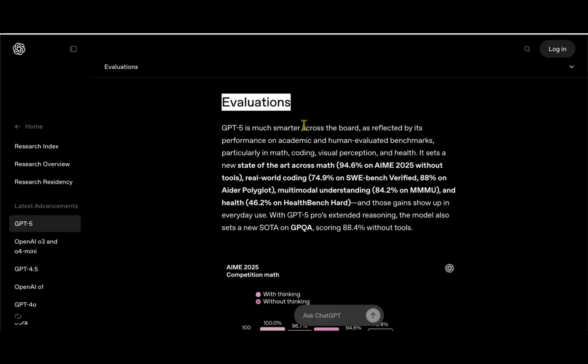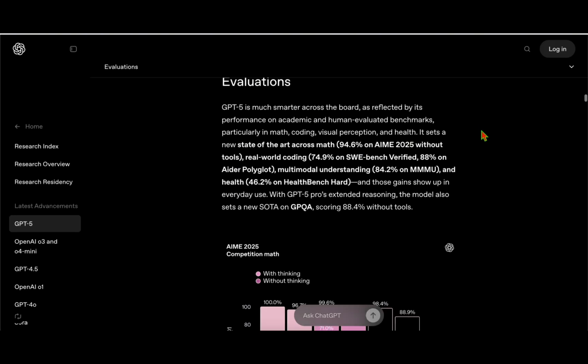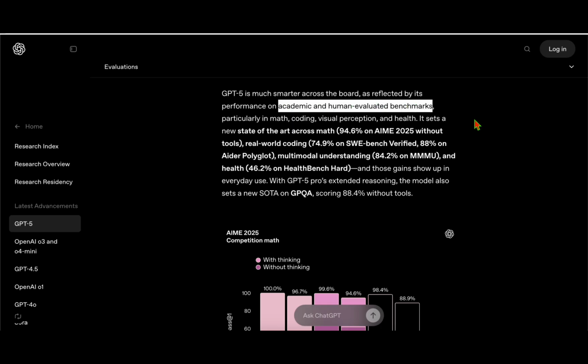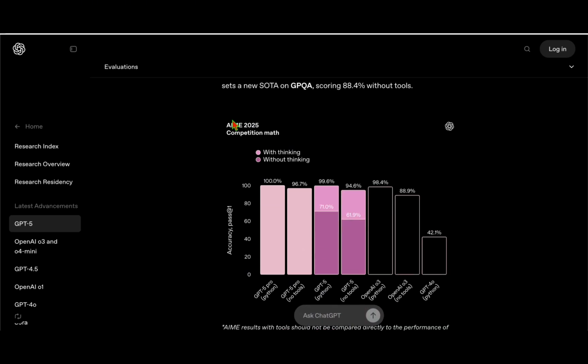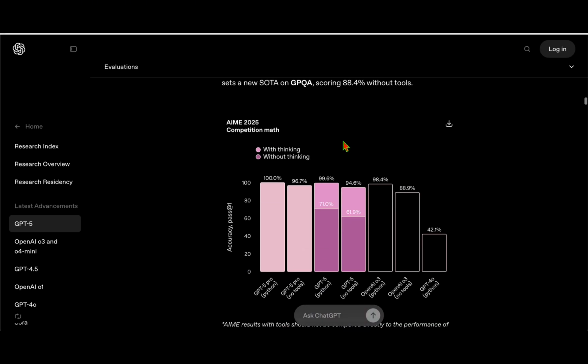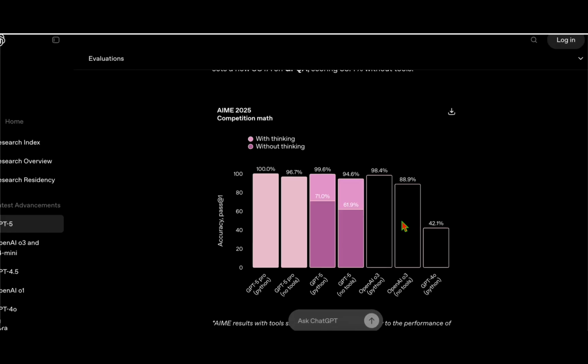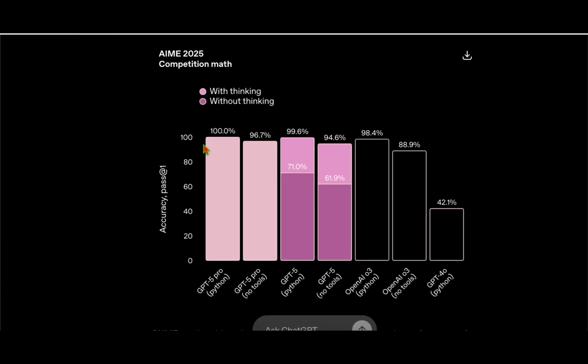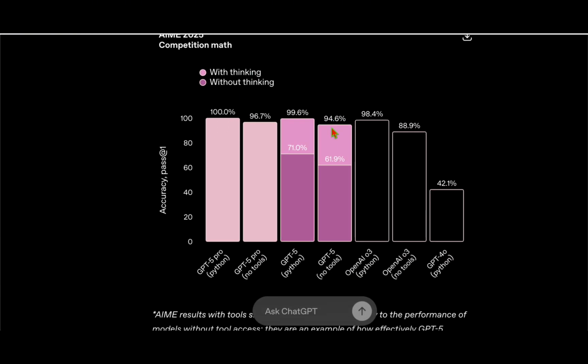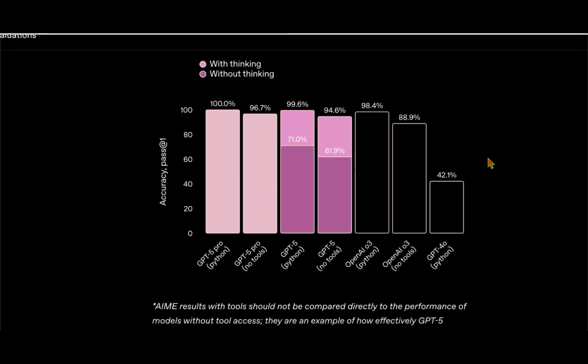Okay, let's look into some evaluations. They're saying that it's much smarter across the board, as reflected in its performance on academic and human evaluation benchmarks. Let's look at the AIME competition math first. Without thinking, the performance is somewhere here at 71. That's GPT-5, Python, GPT-5, no tools. But with thinking, we can see that it's now around 99.6, and that's GPT-5. And GPT-5 Pro seems to have hit 100% accuracy, so we can't argue beyond that.